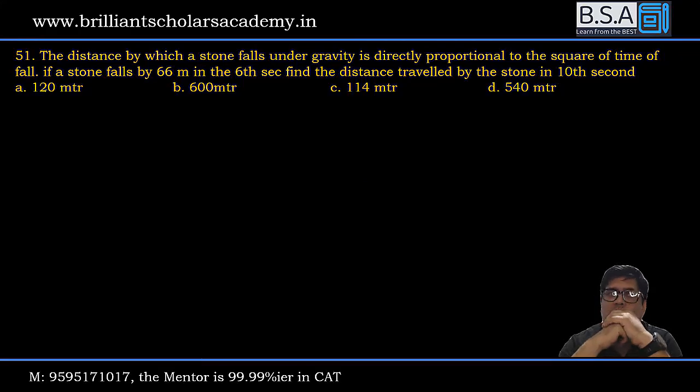The distance by which a stone falls under gravity is directly proportional to the square of the time of fall. If a stone falls 66 meters in the 6th second, find the distance traveled by the stone in the 10th second. How much does it travel in the 10th second? A question on proportionality with a small twist.